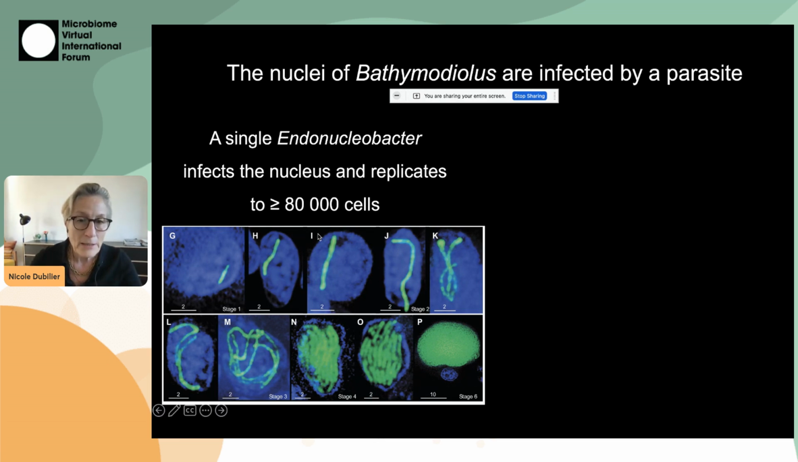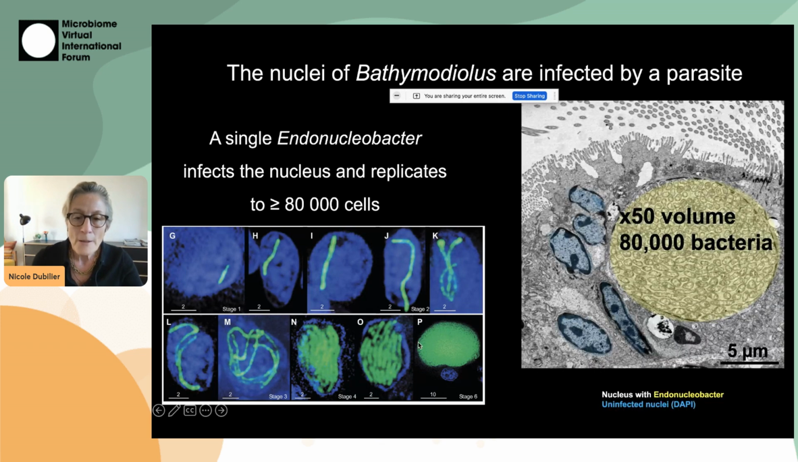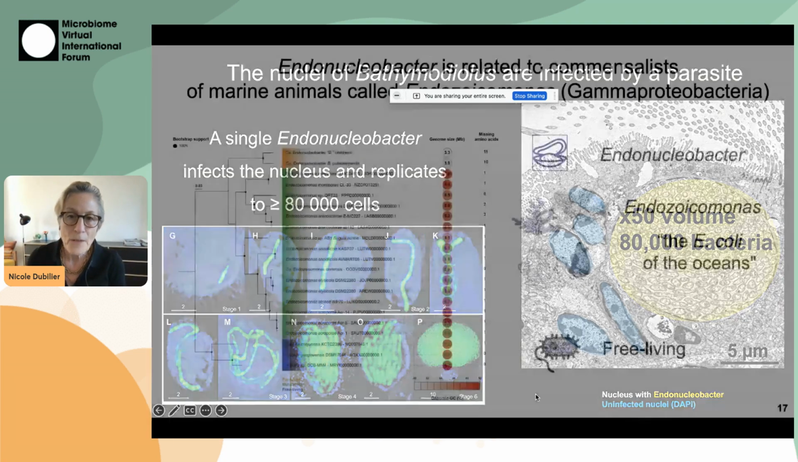You can see here it extends, then it divides longitudinally, and then it starts to septate. And in a single nucleus, up to 80,000 bacteria then grow from the single bacterium that infected it. And this greatly balloons the volume of the nucleus up to 50-fold. And at the end of the infection cycle, the nucleus and the cell burst and the pathogens are released and the infection cycle begins again.